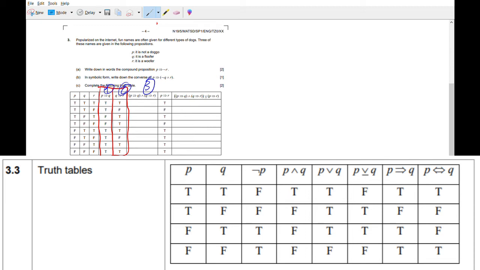So for the first one, we have 2 T's. So that makes a true for the third point. For the next one, we have 1 false, so it's going to be false. For the next one, we also have 1 false, so it's going to be false again. Another false, false again. Here, we have both true, so it's going to be true. Here there's 1 false, so it's going to be another false. And down here, they're both true. Okay? So that is the chunk of 3.